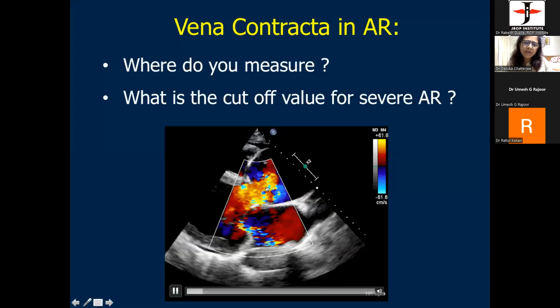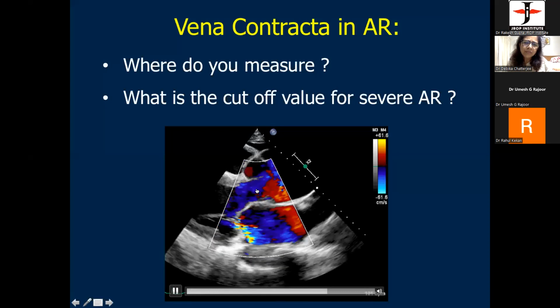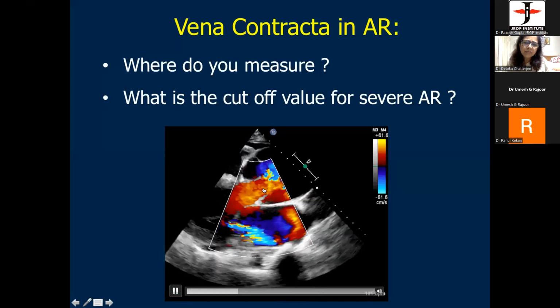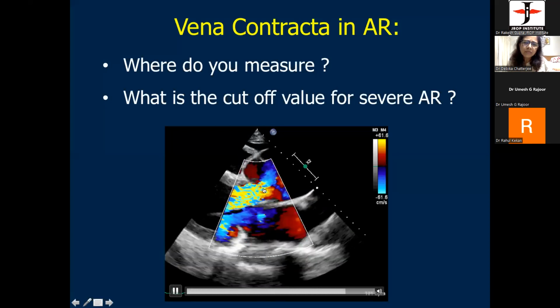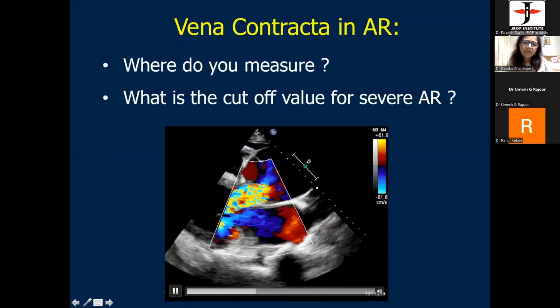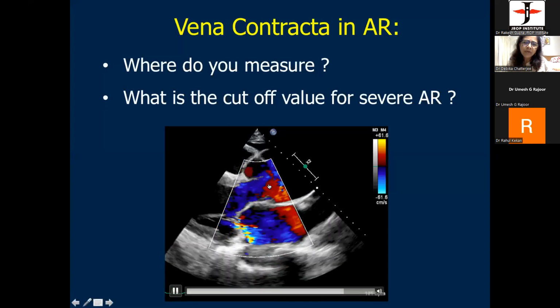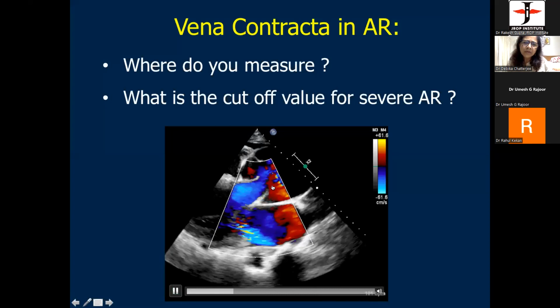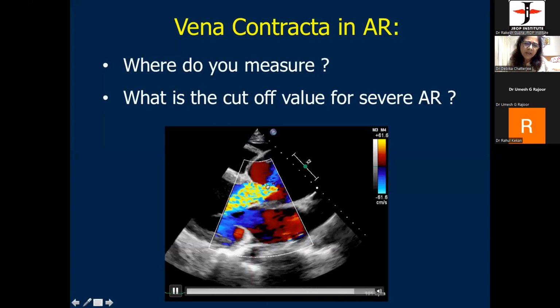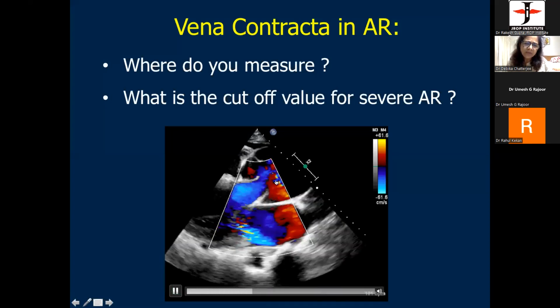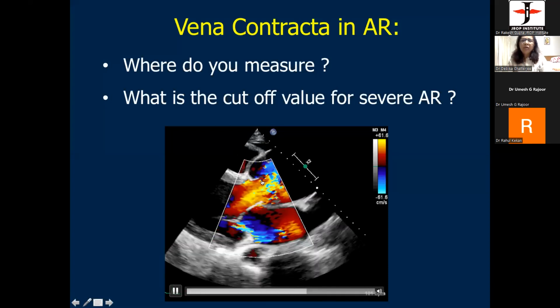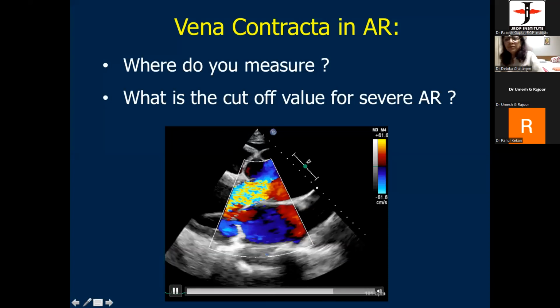Or here? No, in between two cusps of the aortic valve, ma'am. The narrowest portion. Okay, good. This is the area, right? Yes, on the LVOT side, not inside the OT. On the LVOT side. Okay, good. Now, what is the cutoff value for severe AR?